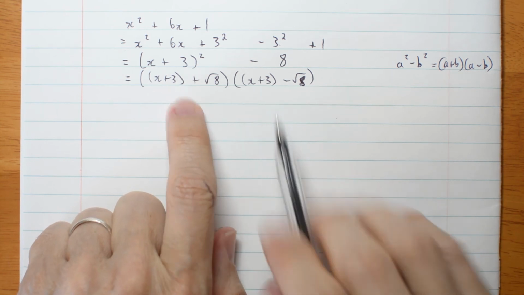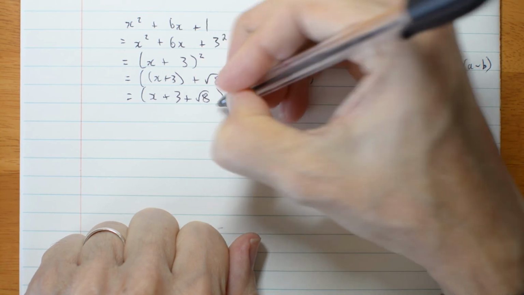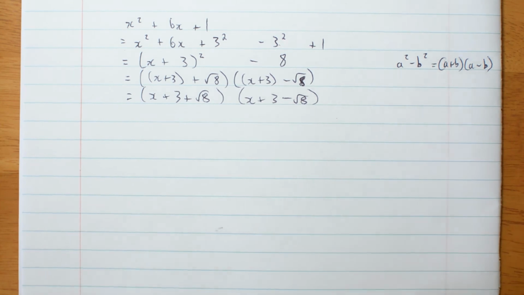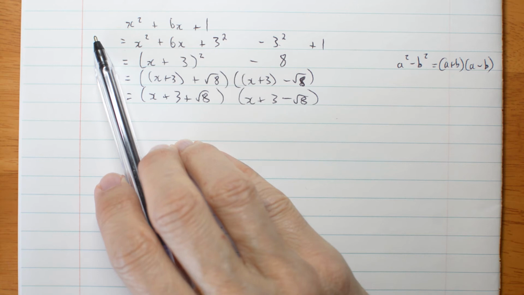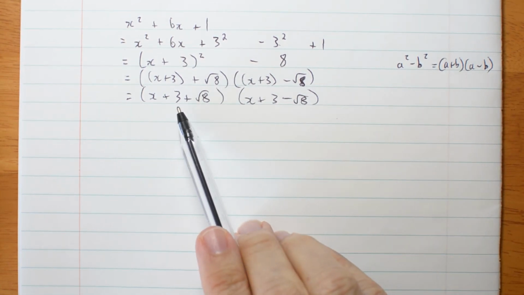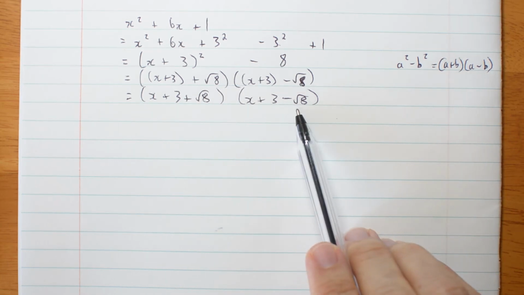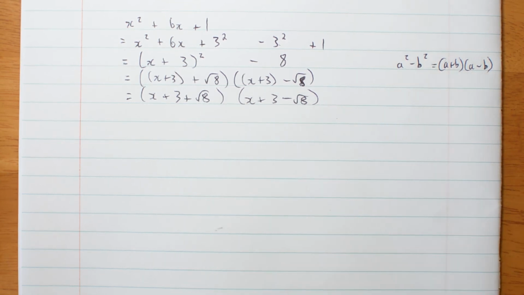Normally we would write this without those brackets. X plus 3 plus root 8 and x plus 3 minus root 8. So, to foreshadow what happens later, if this was a quadratic equal to 0 and I was trying to solve it, I would have two possible solutions. One would be negative 3 minus root 8, and the other would be negative 3 plus root 8. Notice those are surd conjugates.